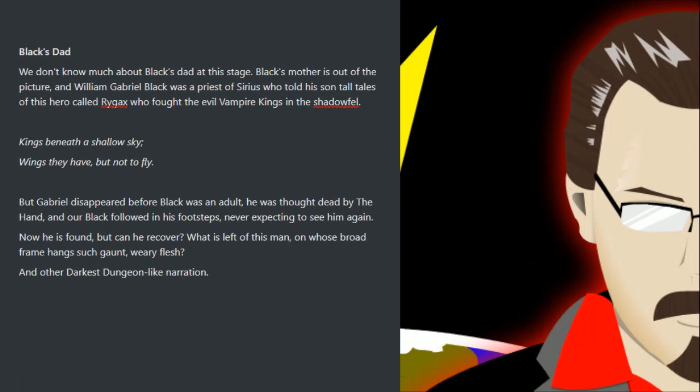We don't know much about Black's dad at this stage. Black's mother is out of the picture, and William Gabriel Black was a priest of Sirius who told his son tall tales of this hero called Rygax, who fought the evil vampire kings in the Shadowfell. Kings beneath a shallow sky. Wings they have, but not to fly. But Gabriel disappeared before Black was an adult. He was thought dead by the Hand, and our Black followed in his footsteps, never expecting to see him again.